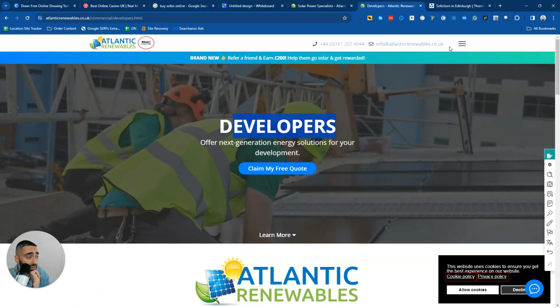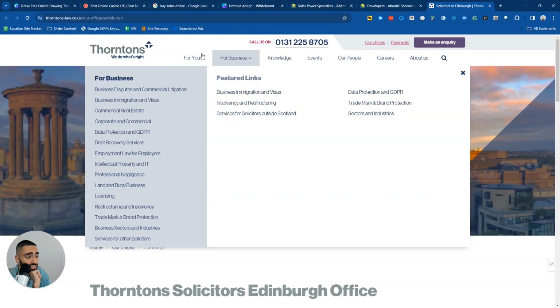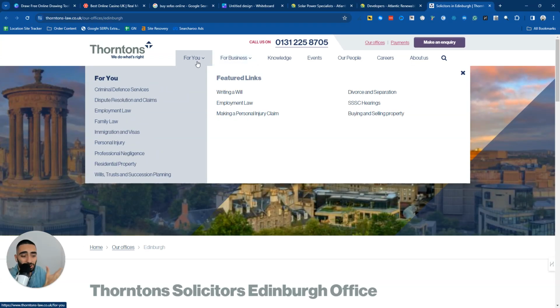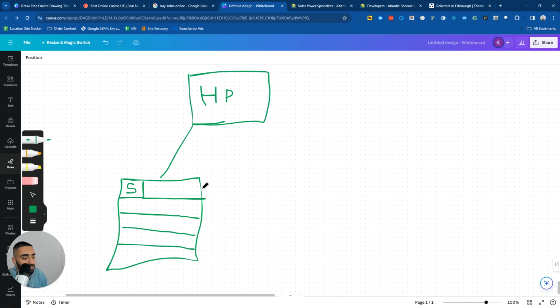So very similar to these guys, they've got homeowners, they've got technology, and commercial. These guys have for you, so it's more like personal solicitors, and then they've also got business solicitors as well. So like business disputes and commercial litigation, business immigration, commercial real estate, corporate and commercial, GDPR, debt recovery services, etc., etc. So you get the point, right? They have got a lot of service pages.